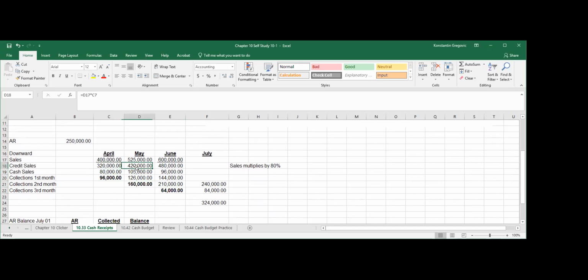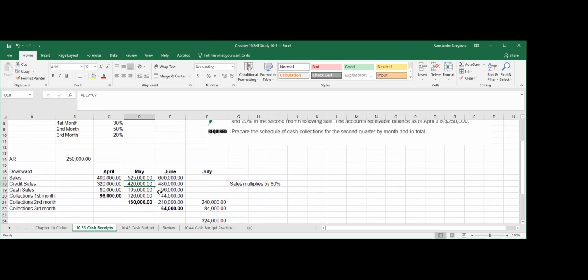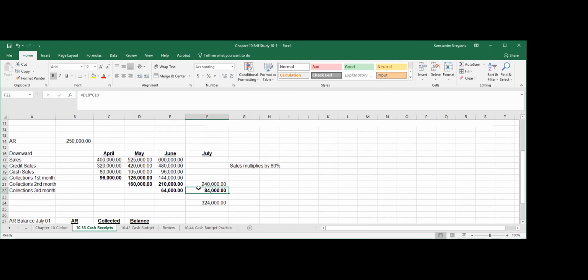You do the same thing for the 420. So 420, first month is 30%. 420 times 30%. Let's just calculate that. 420 times 30%, 126,000. For June, it's 210,000. For July, it's 84,000.